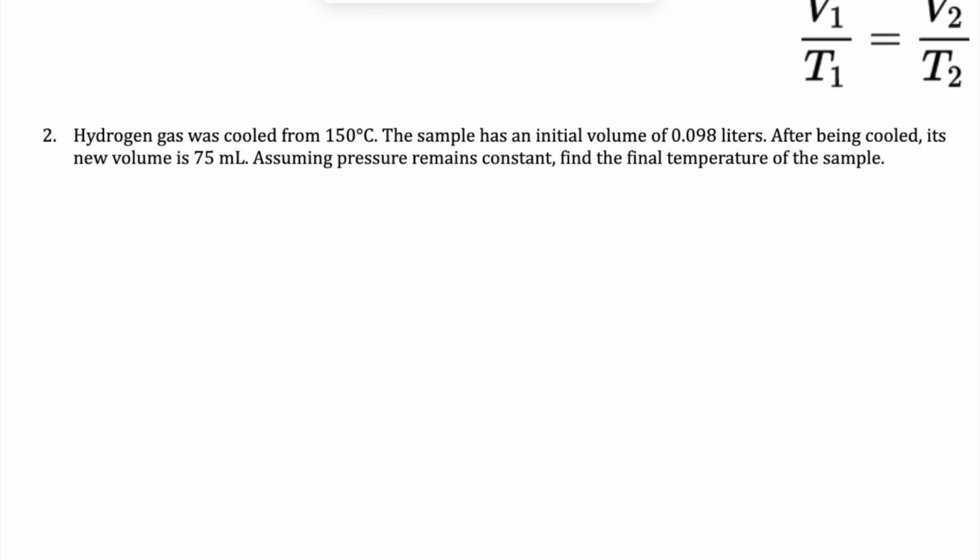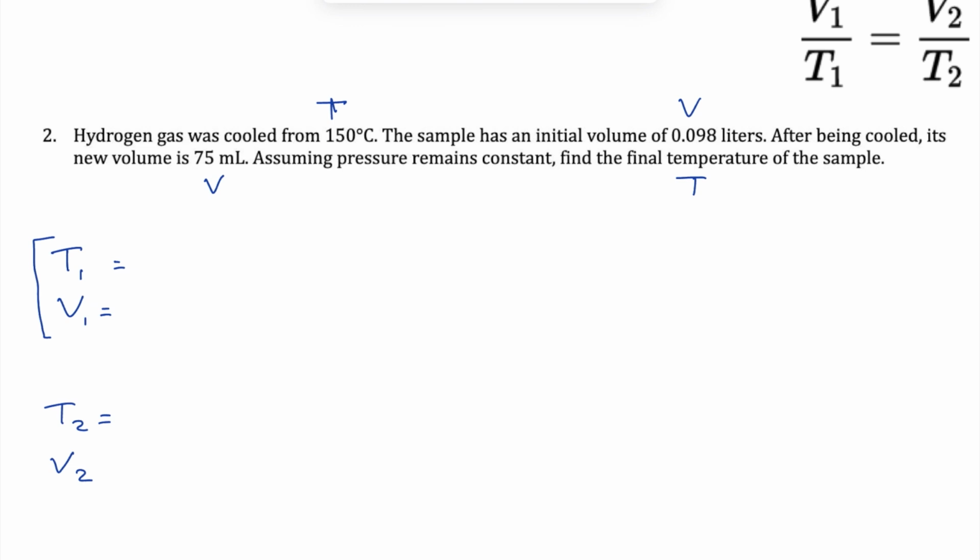Problem 2. Hydrogen gas was cooled from 150 degrees Celsius. The sample had an initial volume of 0.098 liters. After being cooled, its new volume is 75 milliliters. Assuming pressure remains constant, find the final temperature of the sample. So again, we have temperature and volume variables in this. We're going to have T1 and V1, and then T2 and V2. And we can define these however we want as long as we're looking at the conditions at that same time.